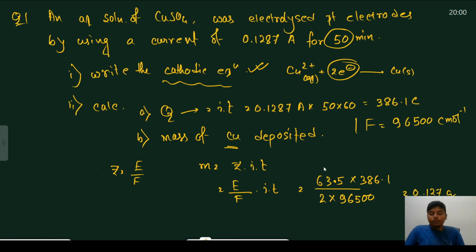So units also you can check. This unit is gram per mole. This unit is ampere second, which is also equal to coulomb. And this is coulomb per mole. So mole inverse cancels, coulomb cancels, and finally we get gram. So my answer is correct. Clear? That is how you can check. Okay, clear or not?